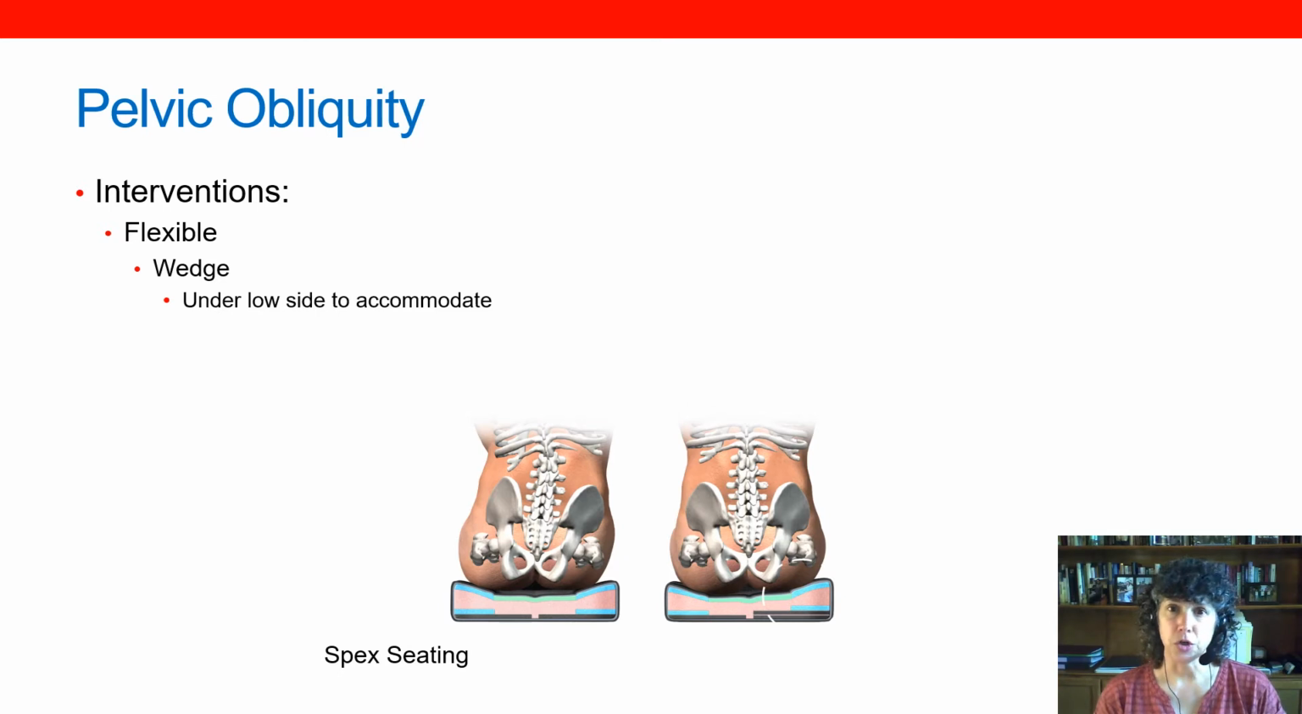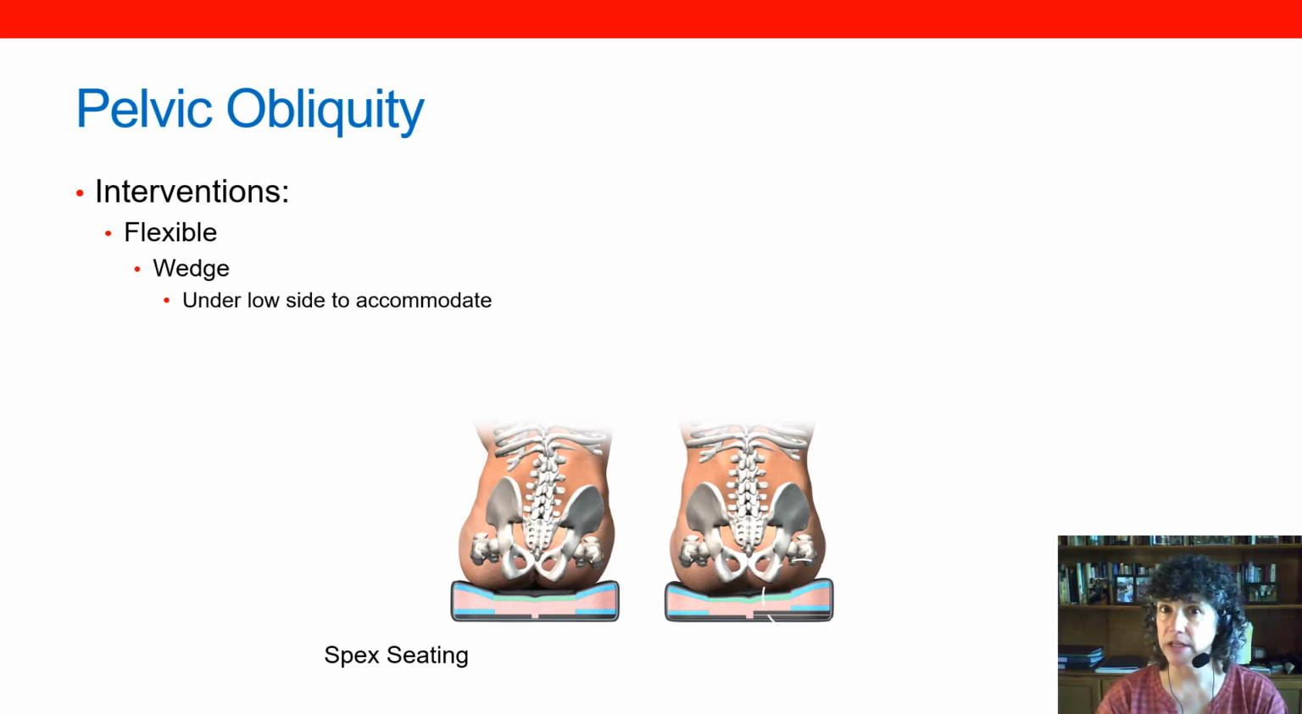Now, what do we do besides the angle of the pelvic belt if this is flexible or reducible, meaning that with some manipulation, I can get this person to a neutral level of obliquity, but their tendency is for one side to be higher than the other. In this case, we place a wedge under the low side. So if we look at the picture here on the left, the left side of the pelvis is high, right? So we put a wedge under the low side to even out the pelvis.